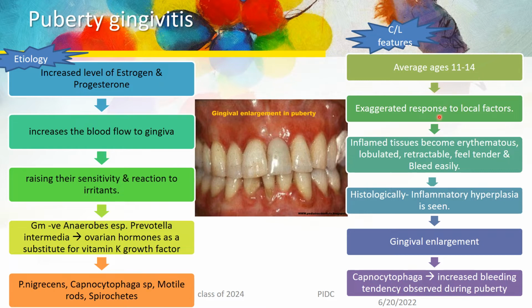Because of the exaggerated response to local factors, the inflamed tissue becomes erythematous, lobulated, retractable, feels tender, and bleeds easily. So how do you differentiate a pubertal gingivitis from a normal gingivitis? These 5 factors play a major role in differentiating them. All these 5 factors combined, along with the age and the clinical history, show that this could be a pubertal gingivitis. Histologically, there is inflammatory hyperplasia which is seen. There could even be gingival enlargement. The Capnocytophaga species seen in these conditions have been shown to be the reason for the increased bleeding tendency.